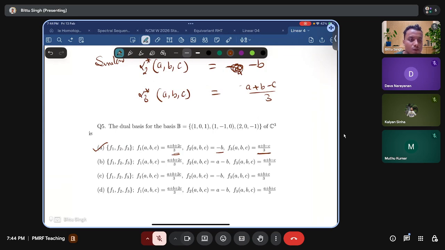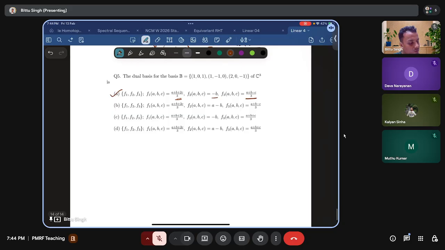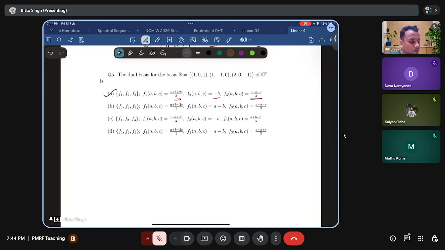Is the process understood? Yes, sir. Okay, great. So this is how you can solve this dual basis problem. You can find the dual basis with respect to any non-standard basis. Okay.